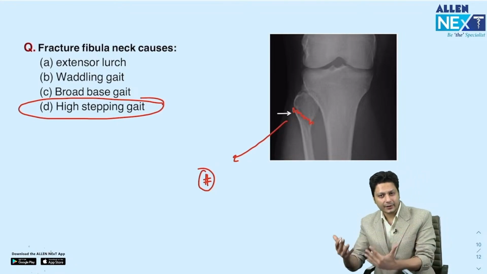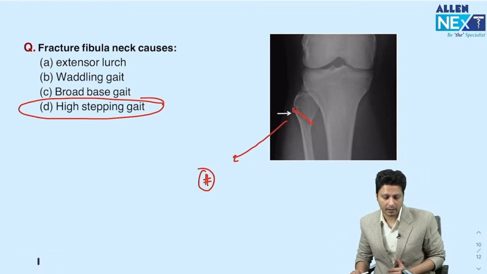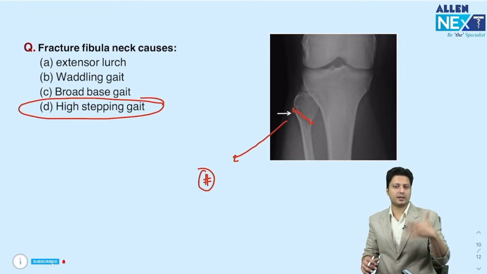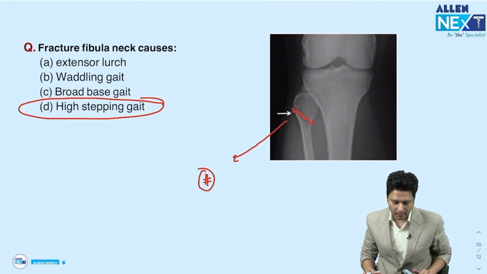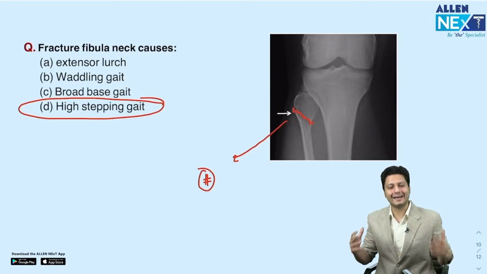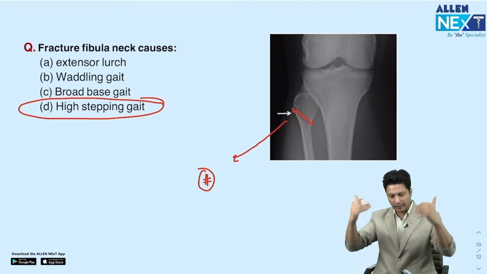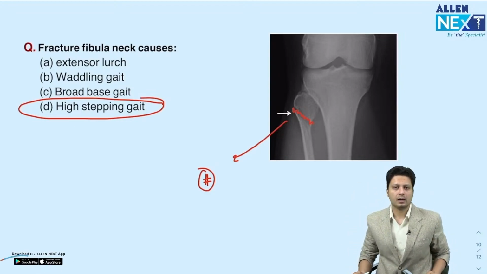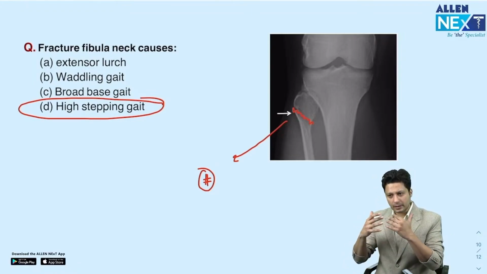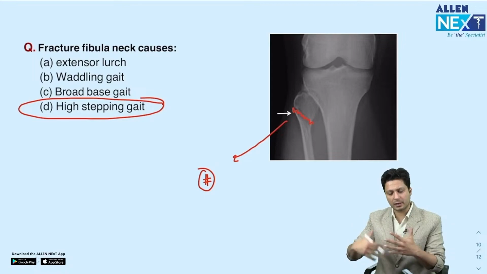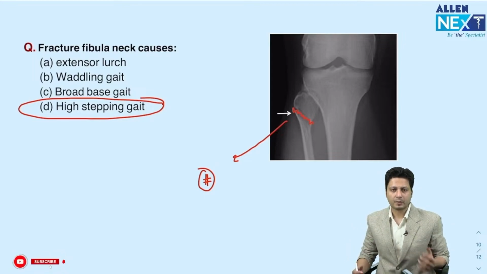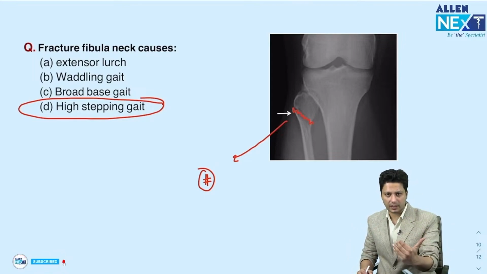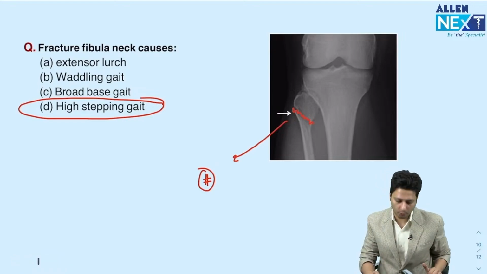As far as waddling gait is concerned, it is bilateral Trendelenburg gait. As far as extensor lurch is concerned, it is because of gluteus maximus abnormality. As far as broad base gait is concerned, it could be anything, right from the coxa vara up to the bow legs, or the genu valgum. These are the kind of questions which the examiner will ask again and again, because these are very practically seen on a day-to-day basis in your OPDs.